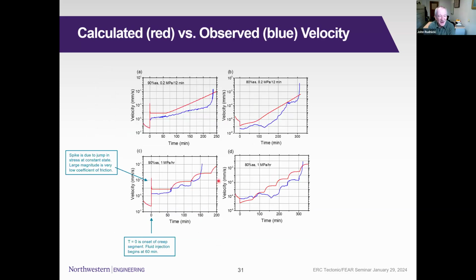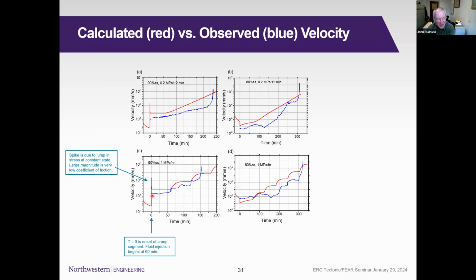This shows the calculated velocity in red against the measured in blue. So there's a lot of differences. One thing in this, the 90% shear stress level, you see this spike.